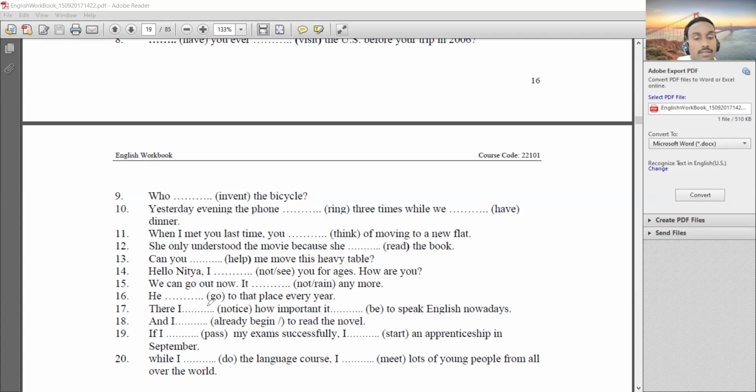Then let's go here for number 16. He (go) to that place every year. Simple example is here. Goes. He's going.